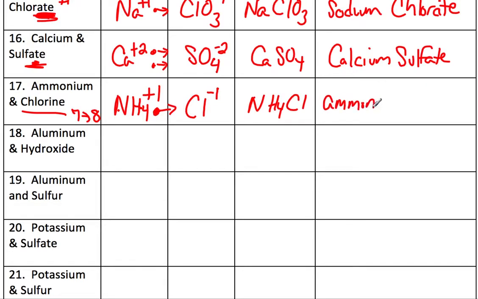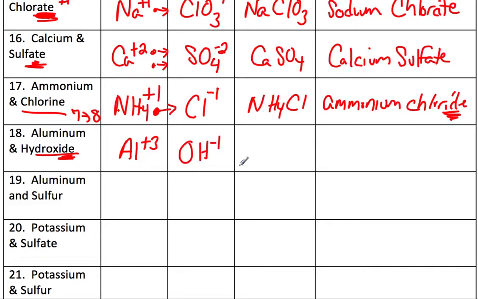So this is ammonium and then it's chloride, because it's right off the periodic table. It's not a polyatomic, it's just normal old chlorine, so we change the ending to chloride. All right, aluminum, +3, hooking up with hydroxide. Now this ends in "ide," but it doesn't matter. It's one of those polyatomics that should be in your brain.